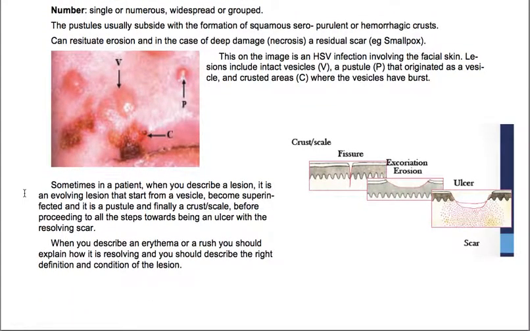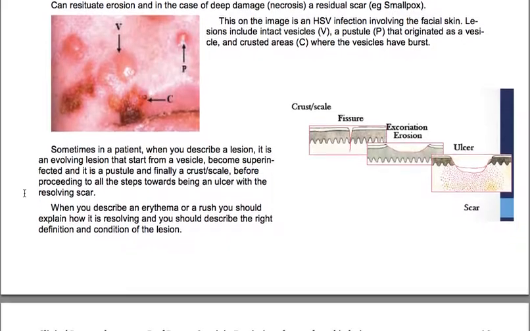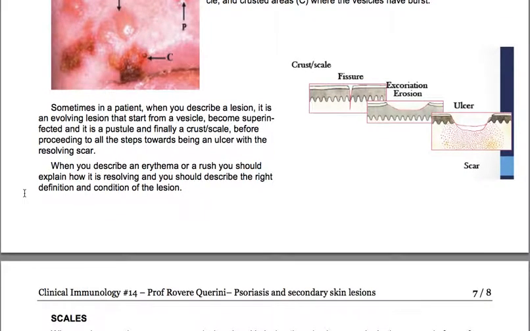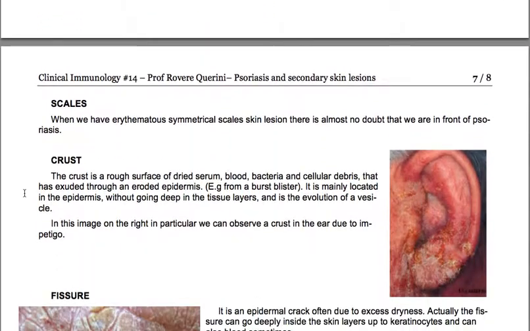Sometimes in a patient, when you describe a lesion, it is an evolving lesion that starts from a vesicle, becomes superinfected and is a pustule, and finally a crust, scale, before proceeding towards being an ulcer with the resolving scar. When you describe an erythema or a rash, you should explain how it is resolving, and you should describe the right definition and condition of the lesion.